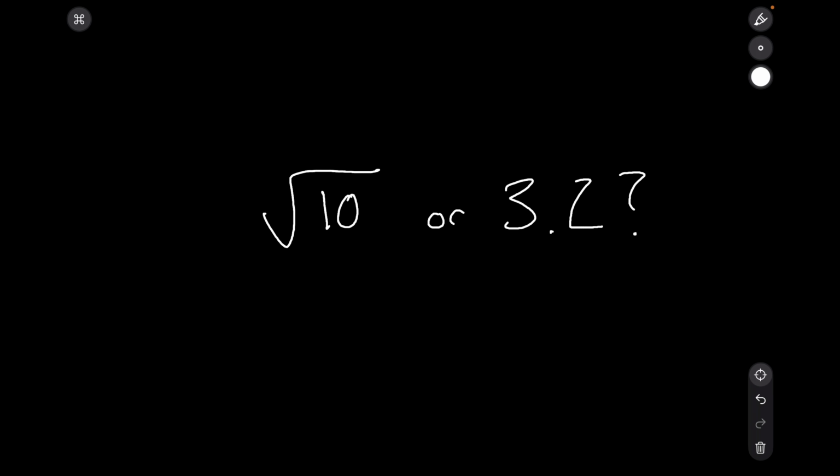Quick question. Which is bigger? The square root of 10 or 3.2? What even is something like pi or the square root of 2? These are called irrational numbers, and by the end of this video you'll know exactly what they are, how they're different from rational numbers, and how to compare them quickly.